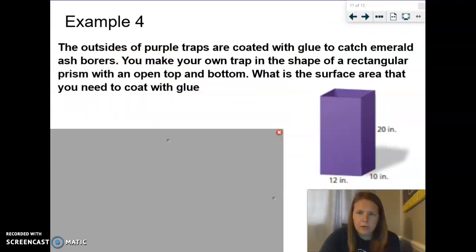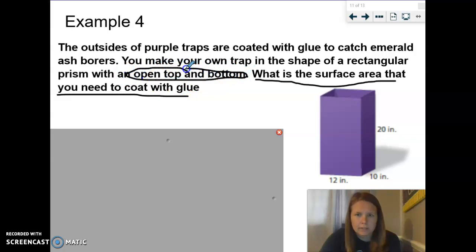Okay. Let's keep going. So example 4 here, when I told you we're going to need that lateral surface area. The outside of a purple trap is coated with glue to catch emerald ash borers. You can make your own trap in the shape of a rectangular prism with an open top and bottom. What is the surface area that you need to coat with glue? So like I was saying, there's going to be an open top and open bottom, which is going to make me not have the bases of this shape. Okay. I'm only going to look at the lateral surface areas. So this side, this side, this side, and this side.